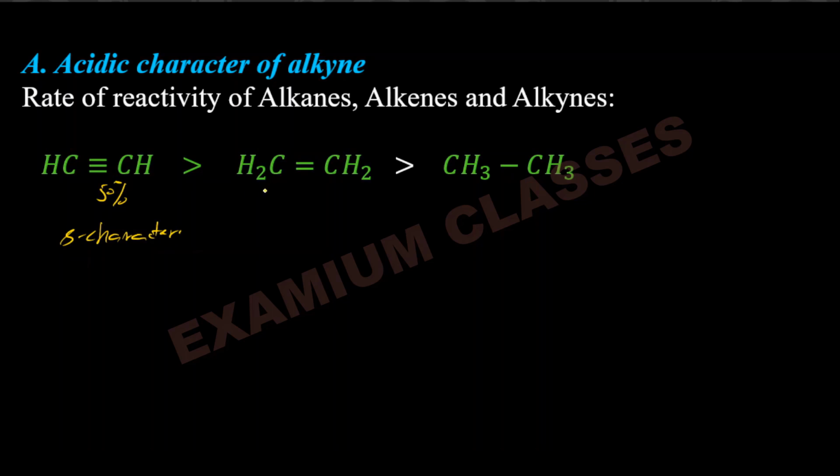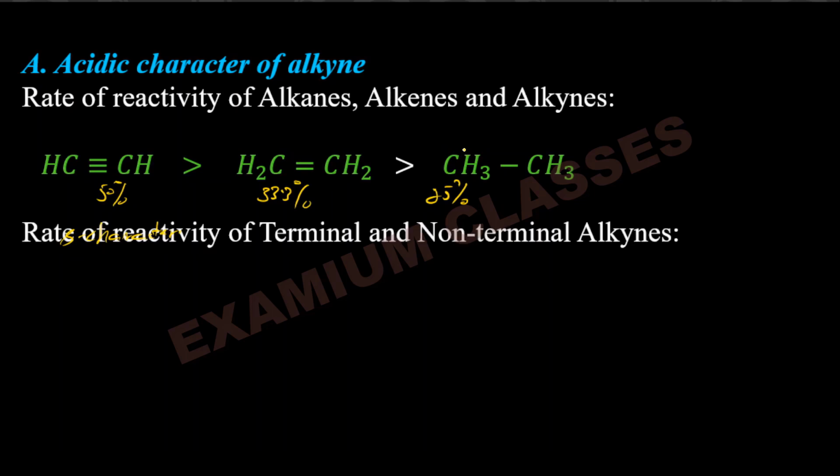Here carbon has 33.3% s character. Here it has only 25% s character. So that's why the hydrogen cannot be released very easily from here. The carbon will not pull the shared electron pair with great force in case of alkanes.